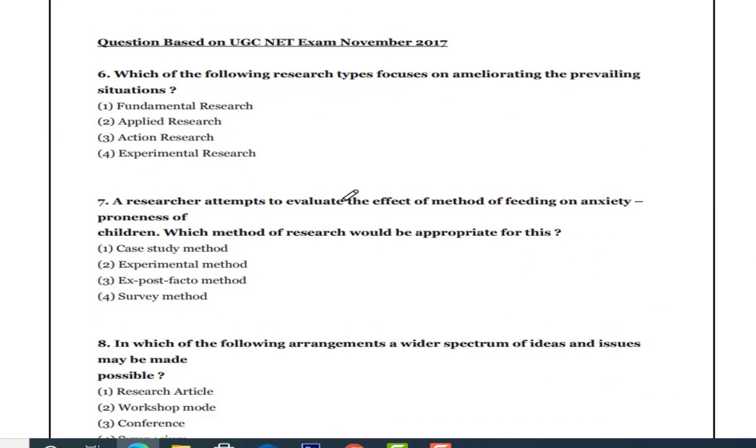The next one, which of the following research types focuses on ameliorating the prevailing situation? Ameliorating means improvement. So we have to improve the present situation by using action research. In the first unit itself we have seen that for improvement, for betterment, and whatever word like ameliorating, if these words are coming, the correct answer is action research. Fundamental research is based on theory only, applied research explores the possibility, and experimental research, we are just observing.